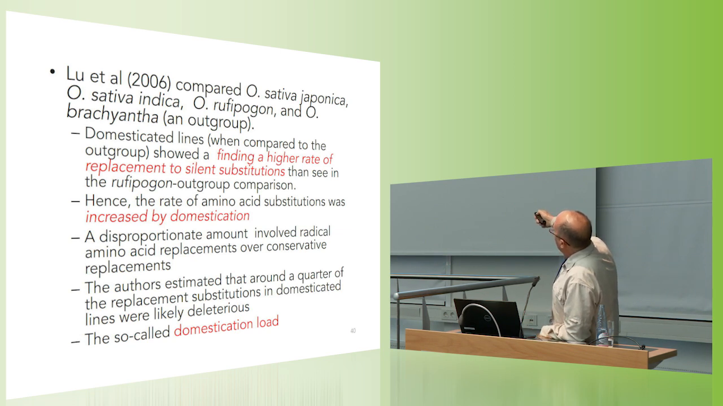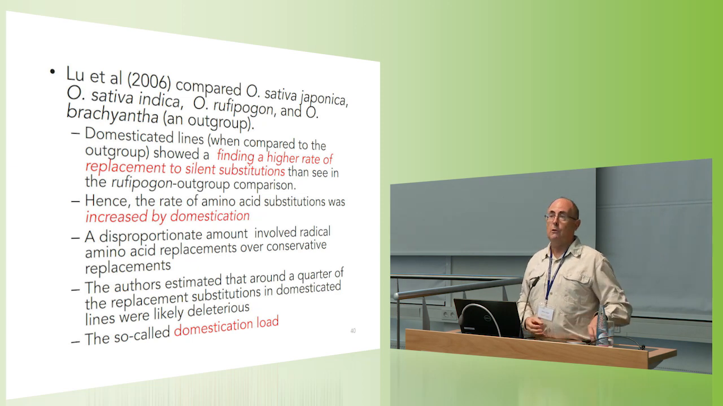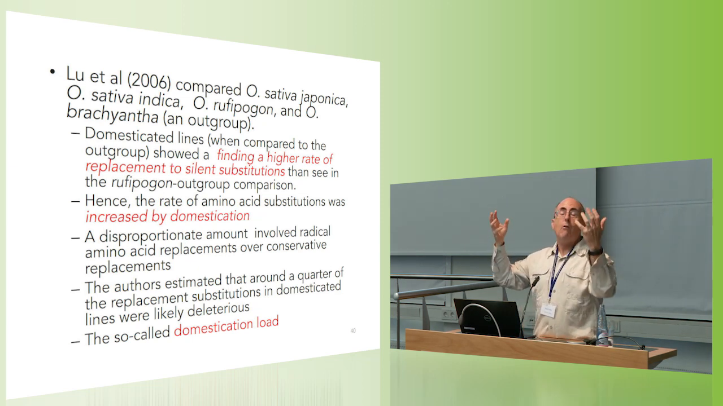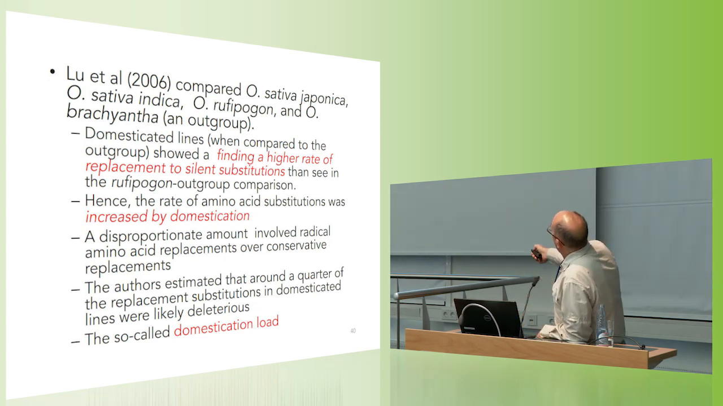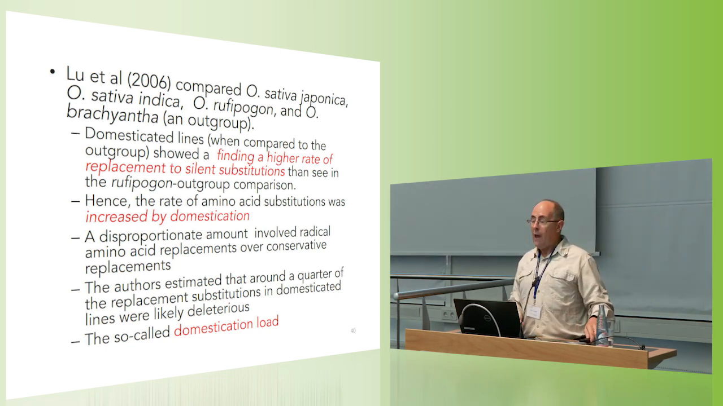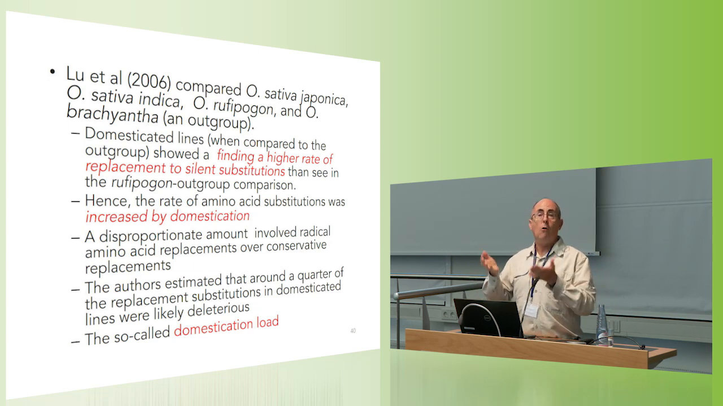What these authors then did is they looked at these in Japonica and Indica and showed that a disproportionate number of them involved radical substitutions, that is, two amino acids which aren't biochemically similar but rather different. That's a classic red flag that one of those may be deleterious, and they estimated that about a quarter of the replacement substitutions in domesticated lines were likely deleterious. This is the so-called domestication load. So as a plant breeder or an animal breeder, you're making your elite lines at some level potentially a little bit sicker because you're dragging along all these deleterious recessives with them.